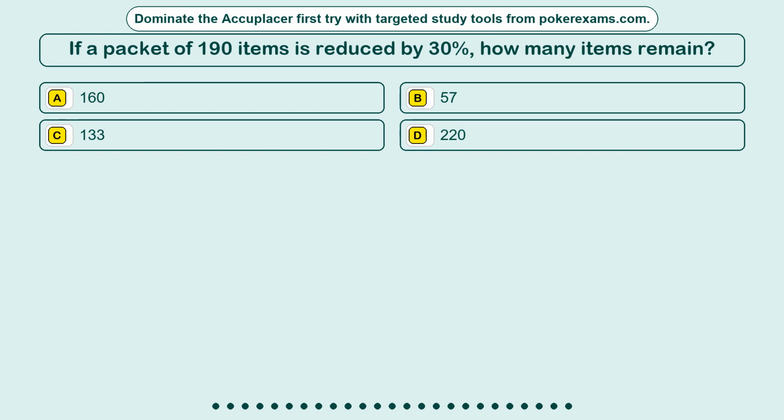Question 4. If a packet of 190 items is reduced by 30%, how many items remain? Option A, 160. Option B, 57. Option C, 133. Option D, 220.